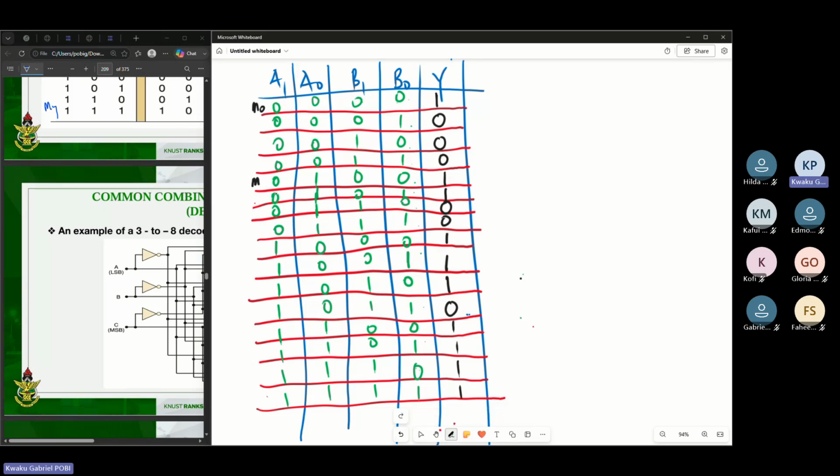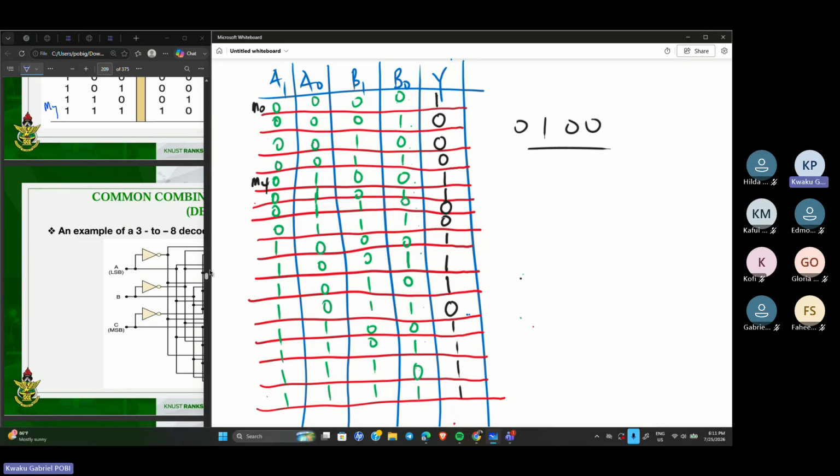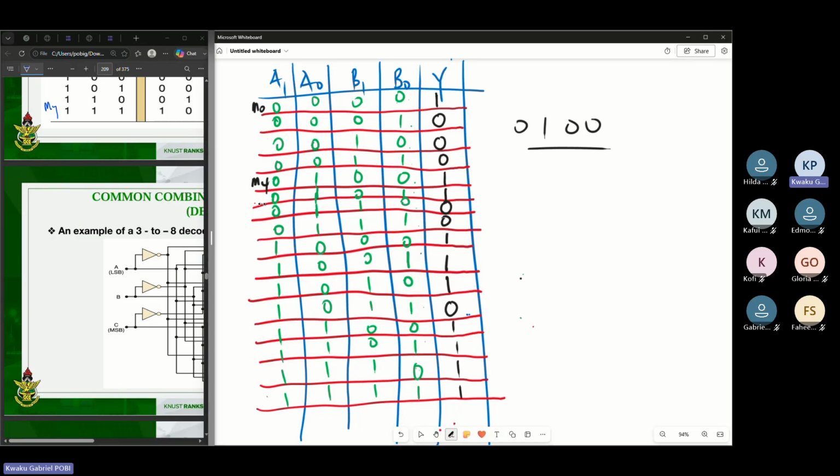So 0, 1, 0 in binary is what? 2, or M2. Oh, that's fine. It's 0, 1, 0, 0. So it's 4, M4. Sorry. And then you have here 2 as 5, M5. This place is 8. This is 9. This is 10.